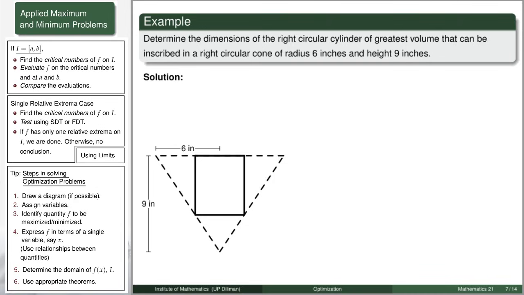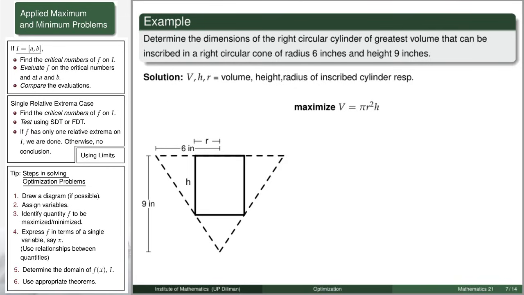Now I need the dimensions. So by the second step in our solving optimization problems, I will assign proper variables. Clearly, I can let R be the radius, H be the height, and I will let V be the volume that I wish to maximize. The formula for the volume is easy. I need to maximize pi r squared h, which is very unfortunate because it has two variables. So again, I need to find a way to relate r and h.